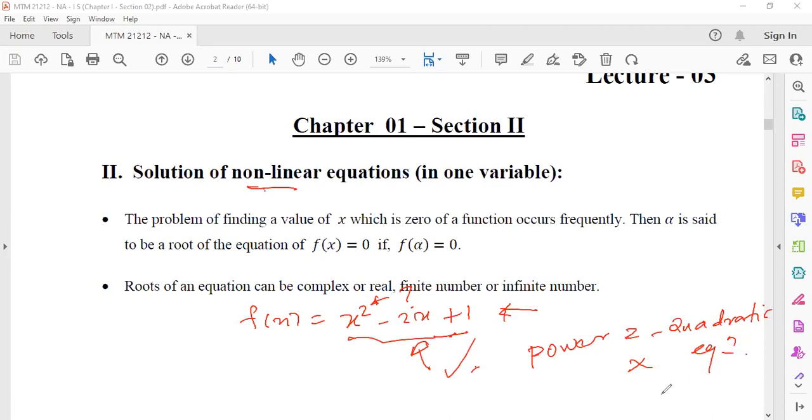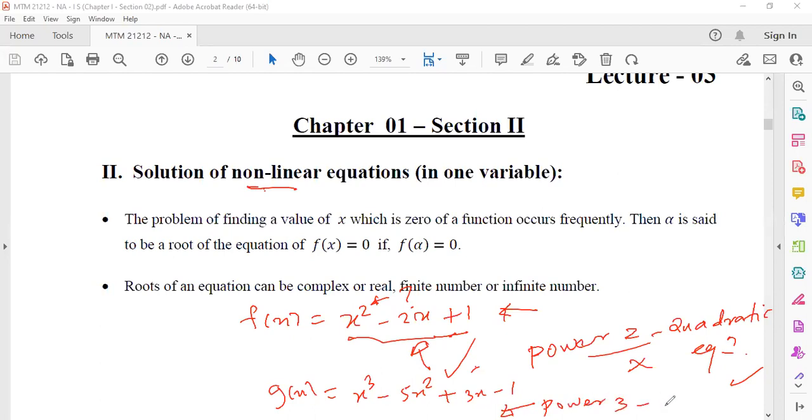Please send a message, don't talk. Quadratic equation, that's fine. So the power 2 equation we call a quadratic equation. Maybe sometimes my g(x) can be x cubed minus 5x squared plus 3x minus 1. So what do we call this one? Power 2 will be quadratic, and power 3 will have another name.